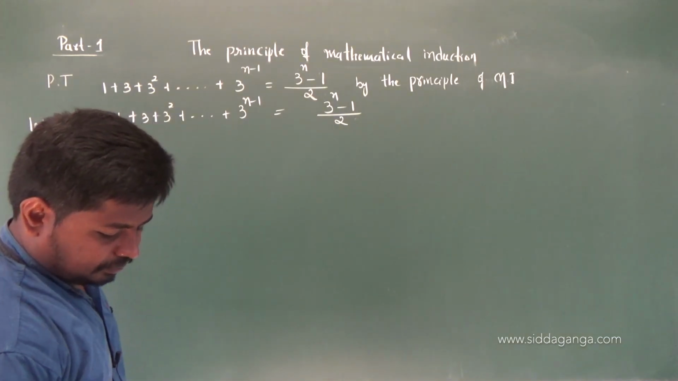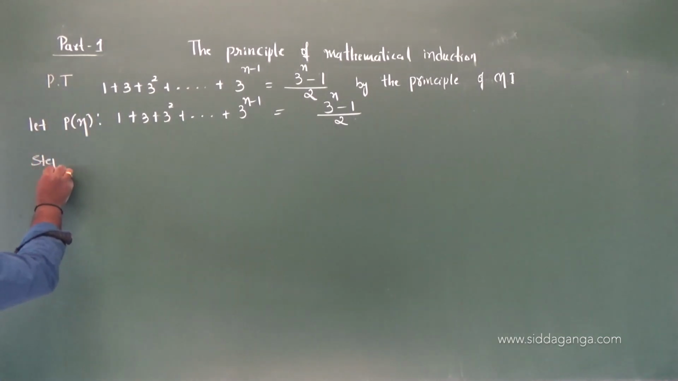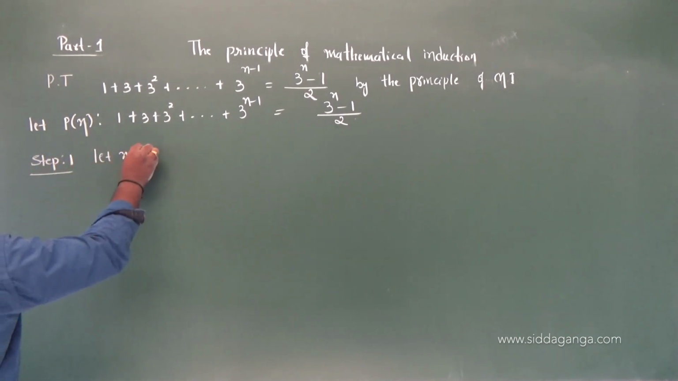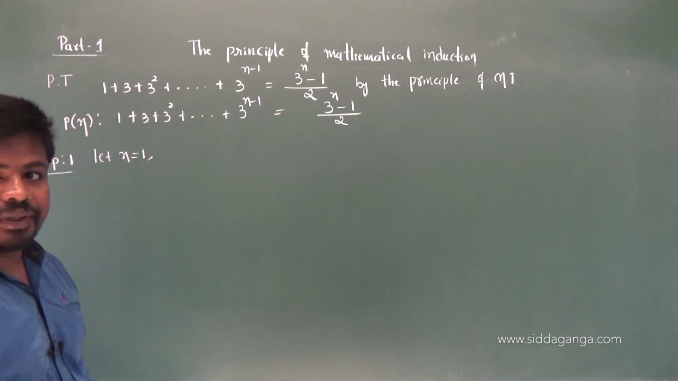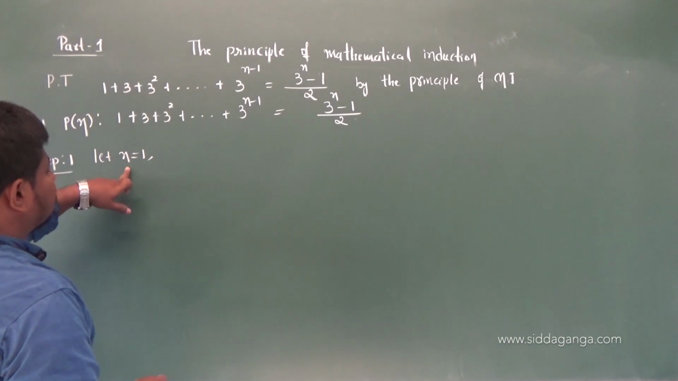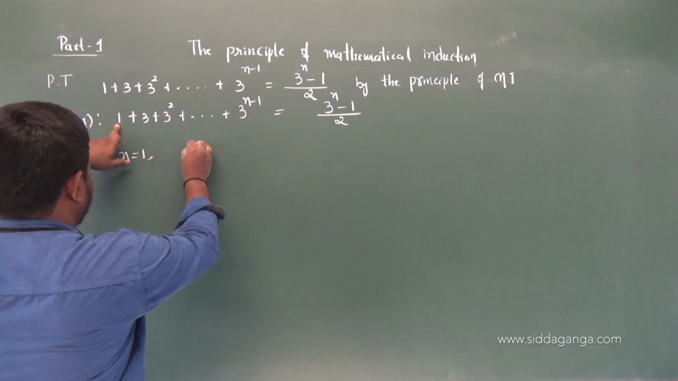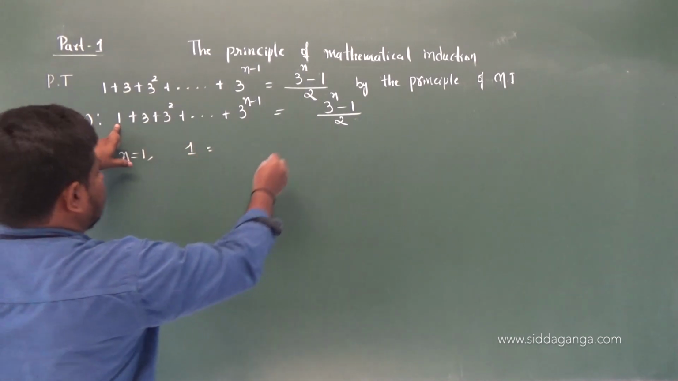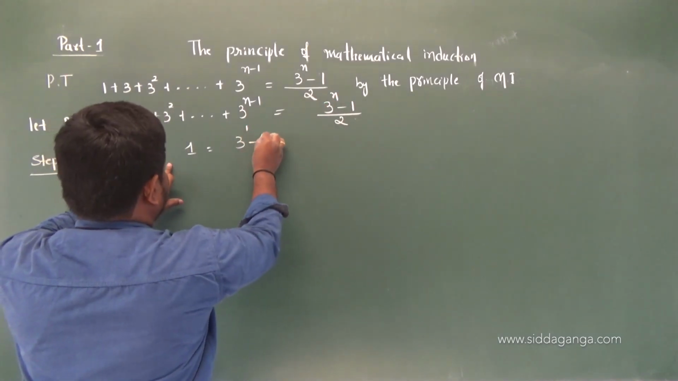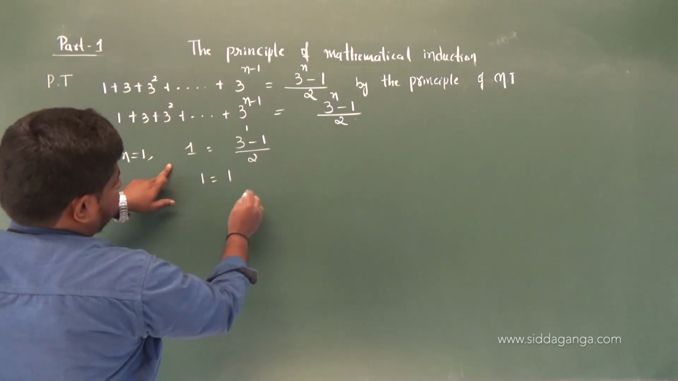Now, step 1, proving P of 1 is true. Let n is equal to 1. When n is equal to 1, it represents the sum of the first 1 term. So the LHS is 1, right? We have here 1, which is equal to, in place of n substitute 1 here, 3 power of 1 minus 1 by 2. So what do you get? 3 minus 1, that is 2 by 2, that is 1, so 1 is equal to 1, which is true.